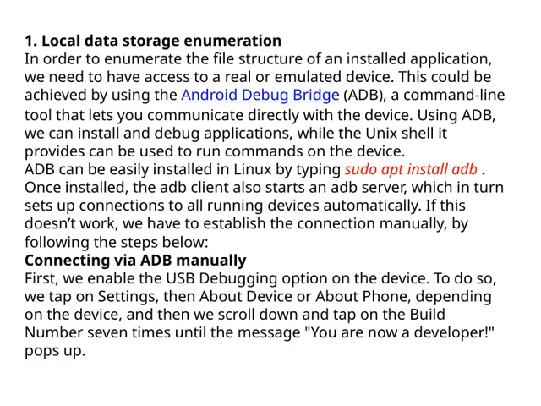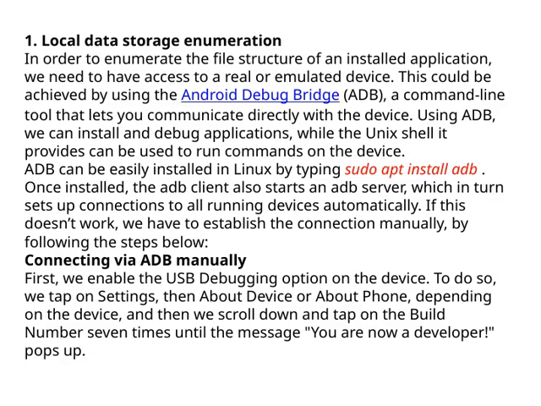Installing ADB on Linux is straightforward. You just type sudo apt install adb in the terminal. Once installed, the ADB client automatically starts an ADB server, which manages connections to all connected devices. If everything works smoothly, it detects your device automatically. But if not, we need to set up the connection manually, which we'll go over shortly.